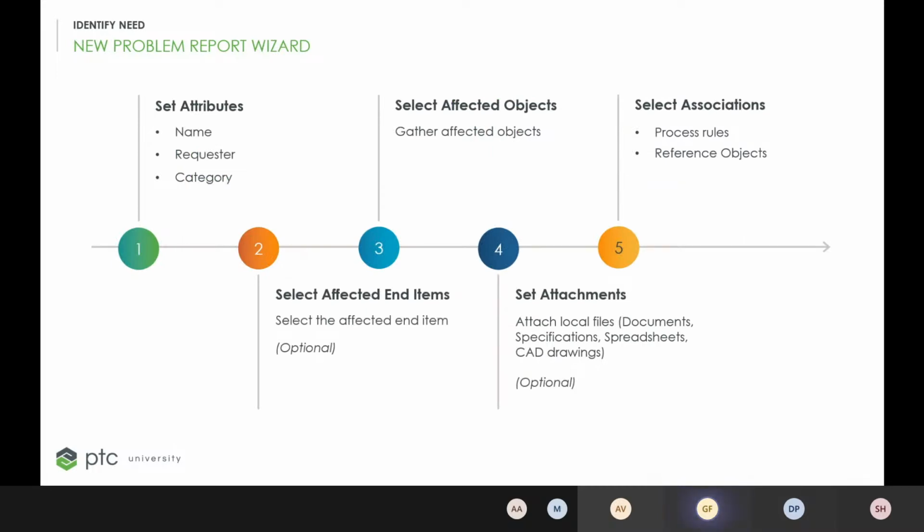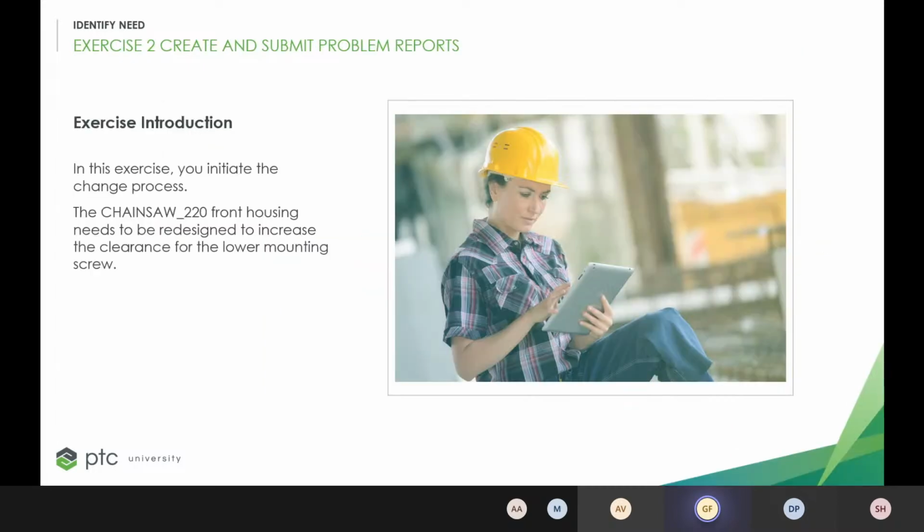Okay. Time to go through the exercise. I'm going to skip through this slide here. We're going to go directly into Windchill and we're going to create a problem report. It's a simple wizard: set attributes, affected end items, affected objects, any local attachments if needed, and associations. So every user has this ability, guys, to create a problem report. Everyone has permissions to do so, just so you know. So you can go and create a problem report.